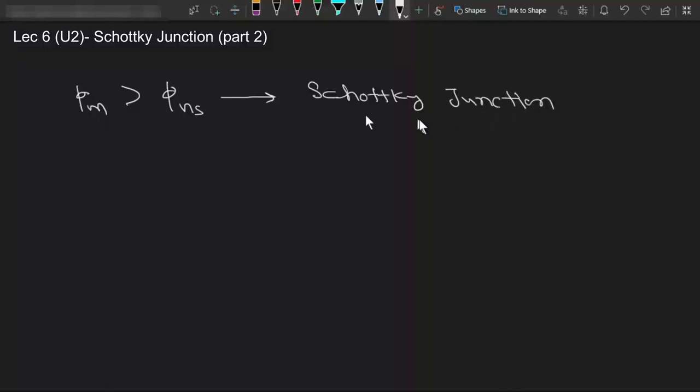This Schottky junction can also be made between a metal and a p-type semiconductor, but for that this condition gets reversed. That is, if the work function of the metal is lower than the work function of the p-type semiconductor, then this junction is also known as a Schottky junction.